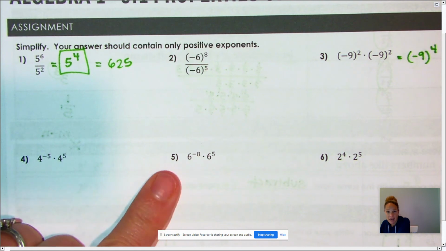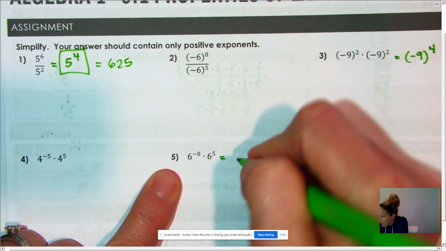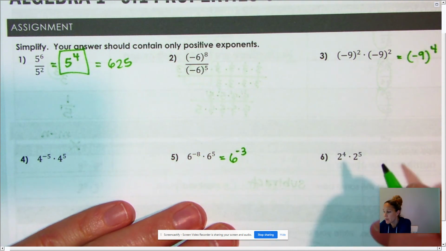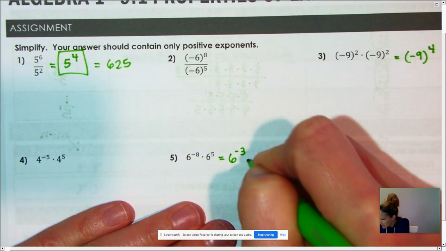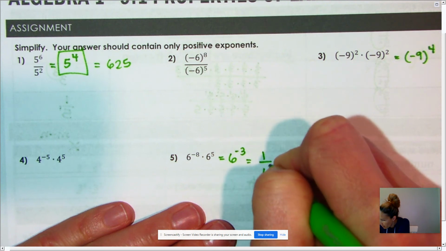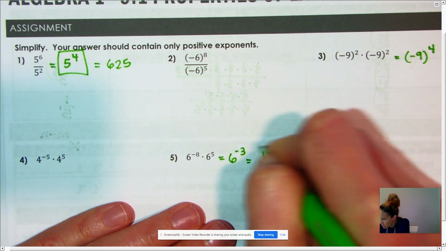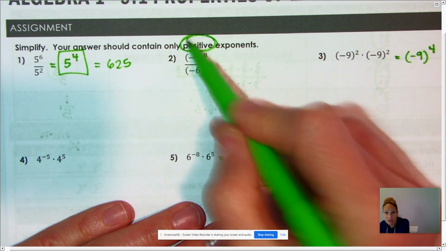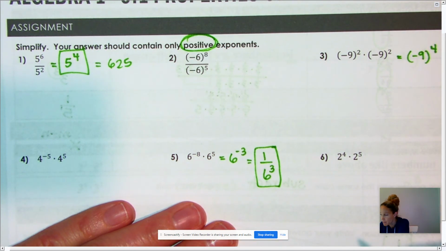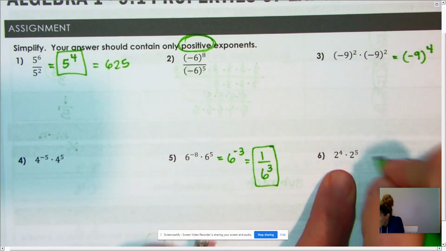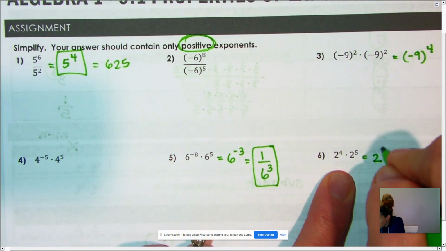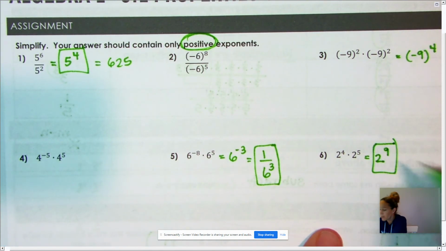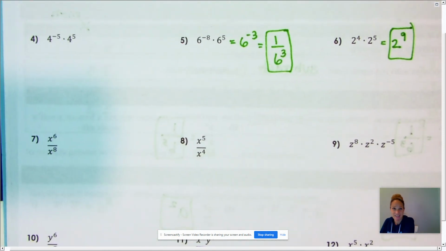Question number 5, I add those up, so I get 6 to the negative 3. And what that really represents is 1 over 6 to the positive 3. Remember, it's unhappy where it is, so I move it to the bottom. Now it is positive and happy because our directions say use only positive exponents. Okay, for this one, I'm just going to add them up. So I have 2 to the 9. Oops. You guys, I accidentally did an even one for you. Okay, let's move on to number 7.